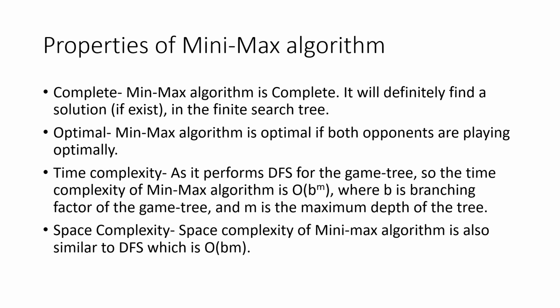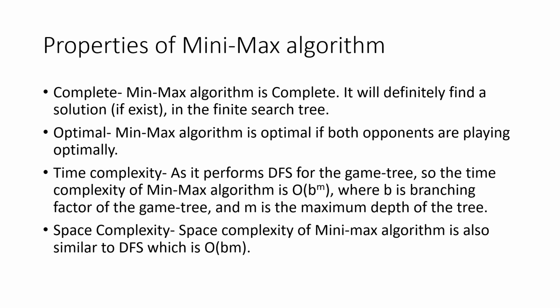Then next point is optimality. The min-max algorithm is optimal if both opponents play optimally. Max chooses its move assuming that min will always respond optimally, and min always tries to minimize max's payoff. So the decision guarantees the best possible worst-case outcome. That means min-max is optimal because it maximizes the minimum guaranteed utility of max.